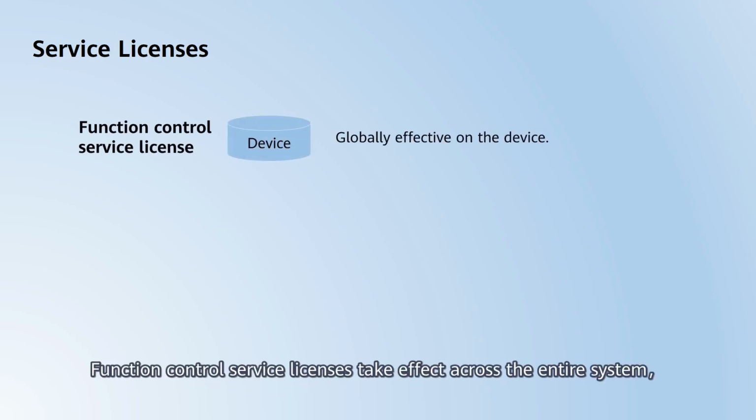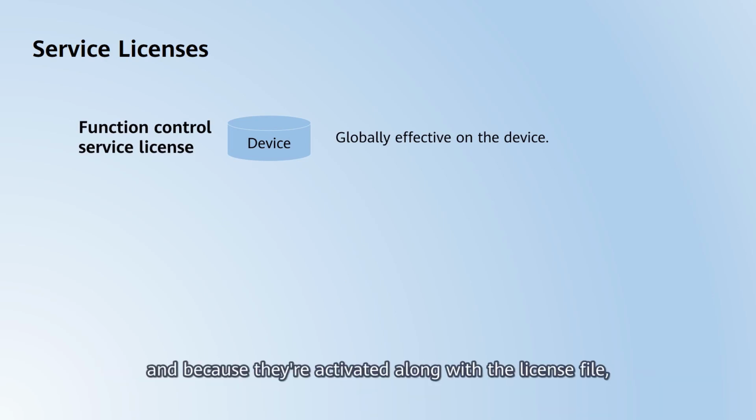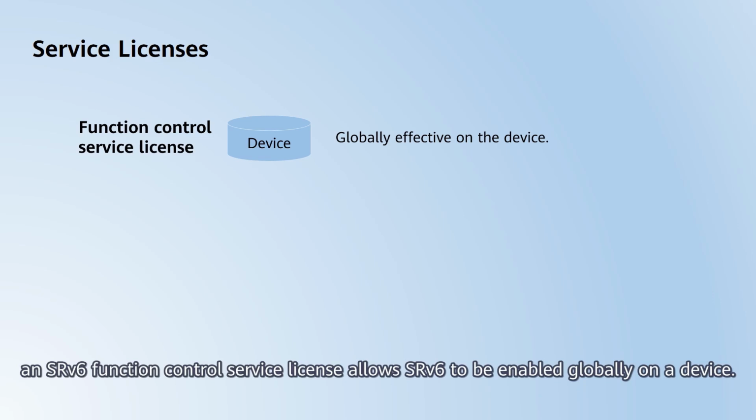Function control service licenses take effect across the entire system, and because they're activated along with the license file, they don't require separate activation. For example, an SRv6 function control service license allows SRv6 to be enabled globally on a device.